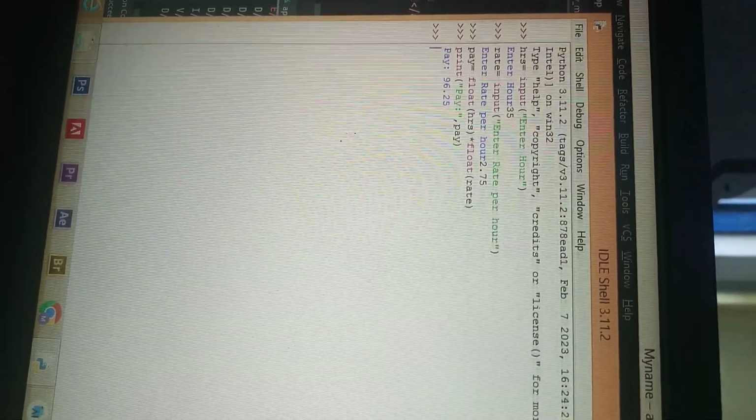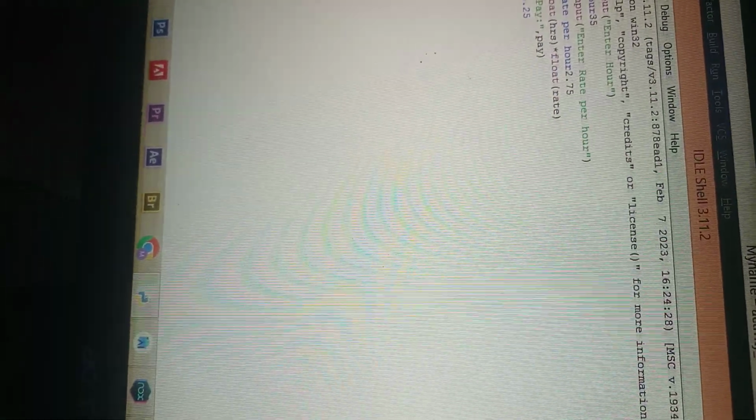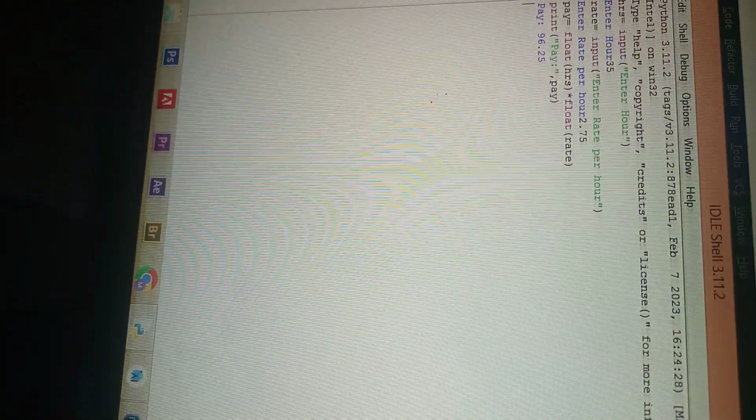And for the paper Object-Oriented Programming with Python, this is my number 1. And number 1 is, as the question says, write a program to prompt the user for the hours and rate per hour to compute the gross pay, as hours are 35 and rate is 2.75, to pay 96.25.